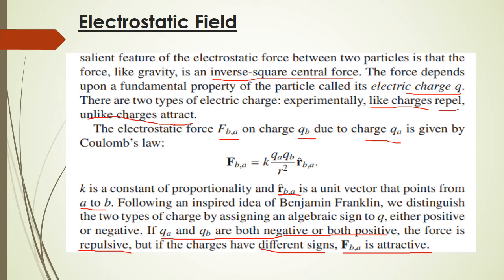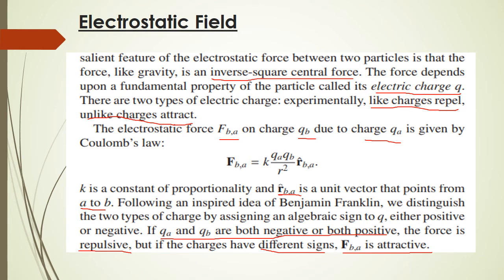The vector F_BA is equal to a constant of proportionality k into QA into QB by r square, with the direction given by the unit vector r̂_BA. k is called the constant of proportionality, and r̂_BA is a unit vector that points from A to B. The two types of charges are assigned algebraic signs of Q, either positive or negative.